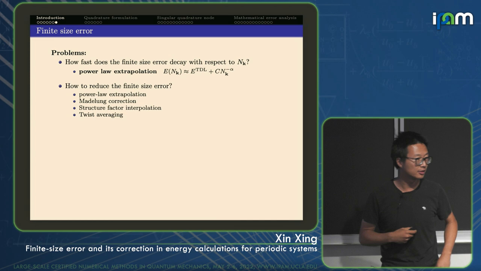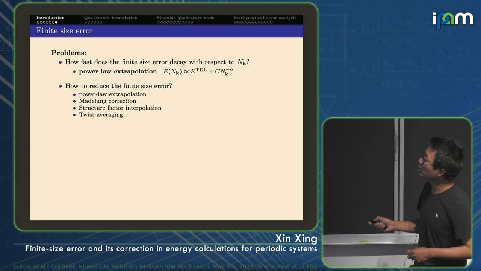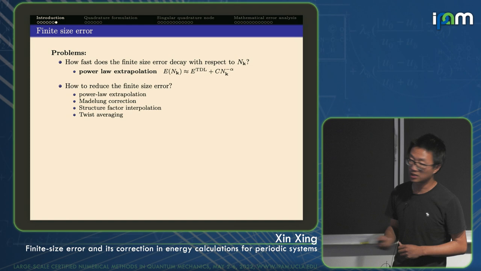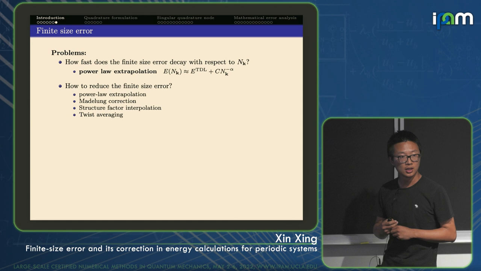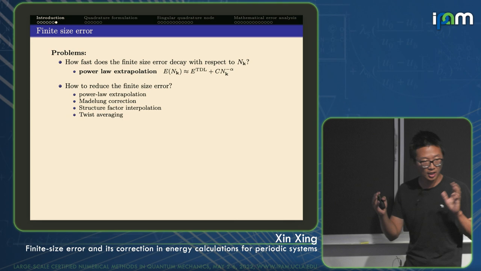And the second, more practical problem is that while we are only able to do a calculation using a finite k-point mesh, how can we reduce the finite size error? People have developed many methods to reduce the finite size error for different types of calculations. The most general one is the power law extrapolation, as I've showed you. Another one is the Madelung constant correction that is commonly used to reduce the finite size error in exchange energy calculations. And there are more complicated ones like structure factor interpolation, twist averaging, head-wing correction, and so on for all types of calculations.